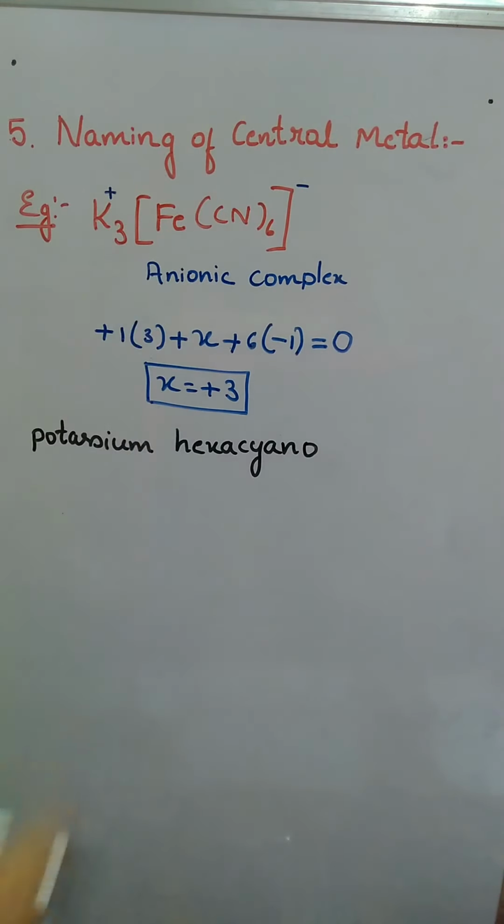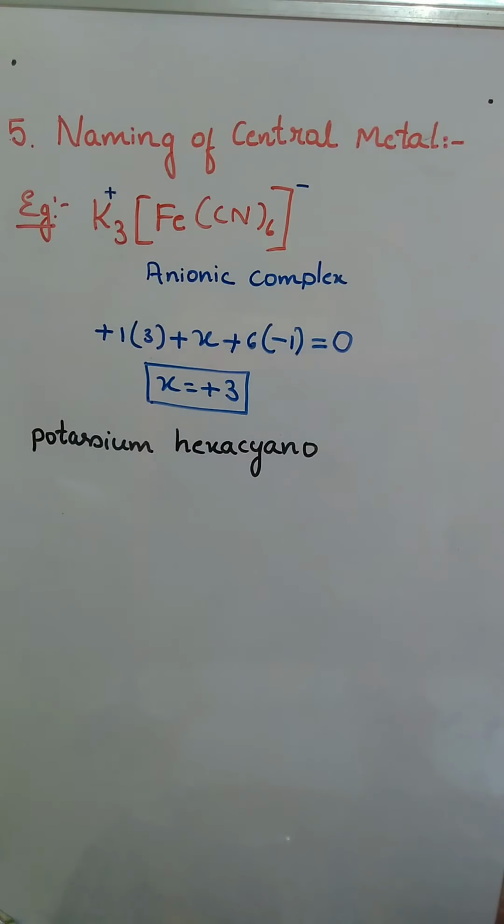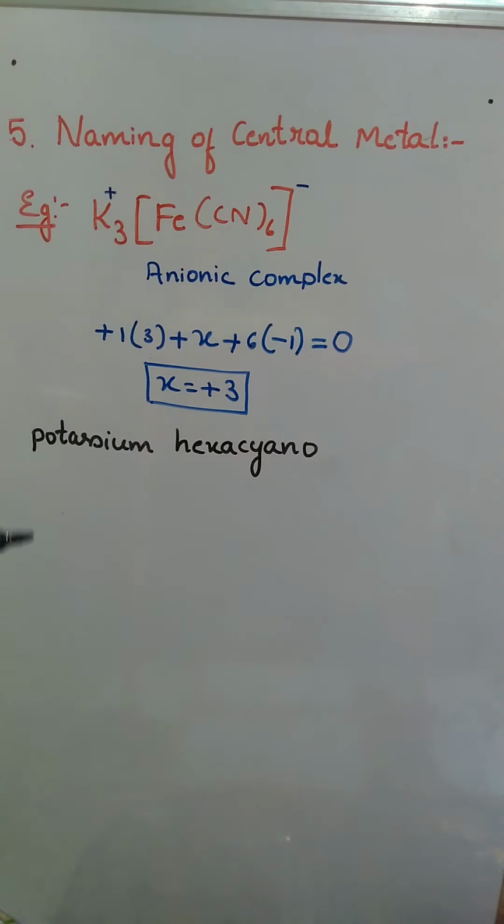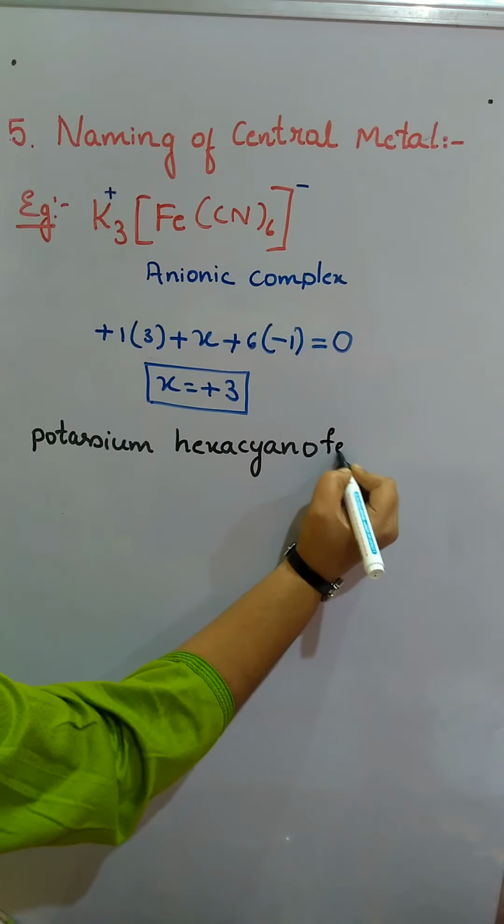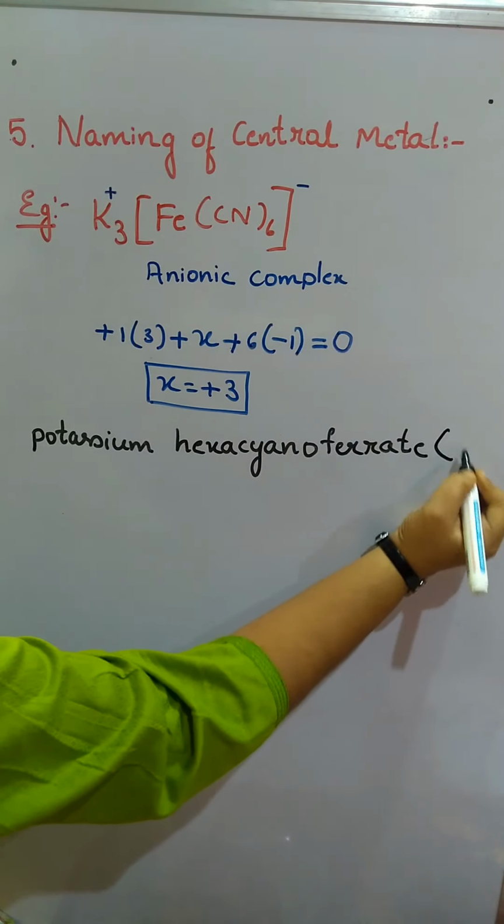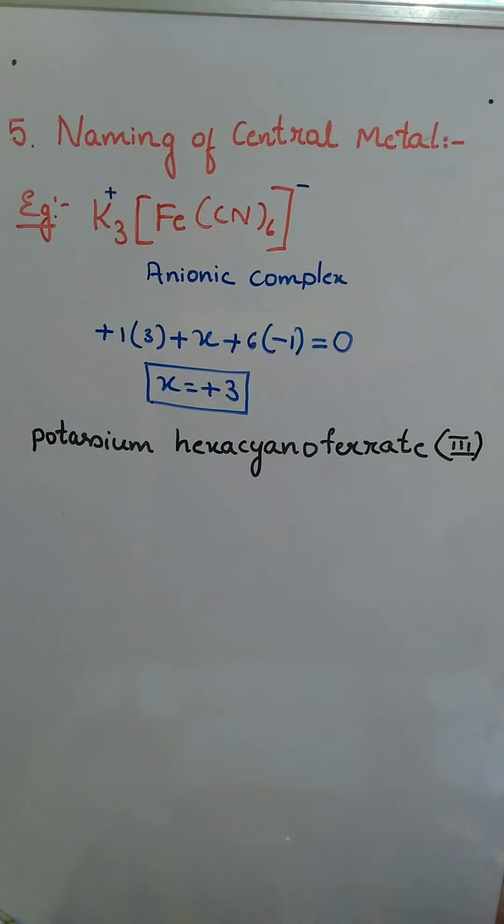Since it is an anionic complex, you cannot write it as iron. The name should end with ATE. We have already seen that a few metals have their Latin name, so iron also has its Latin name, and that Latin name we have to use here. So it is ferrate, and the oxidation state is 3. Ferrate(III). So this is the name of this complex. Next we'll move on to the next one.